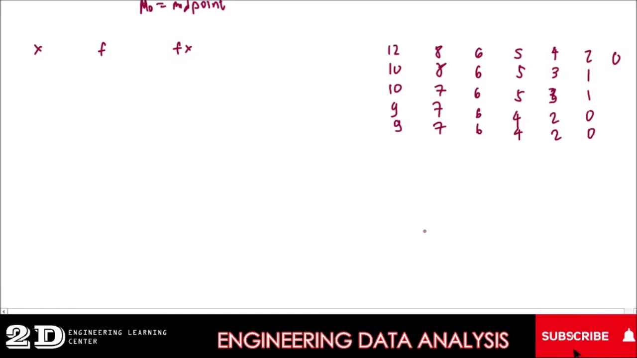I just wrote the data in descending order, but usually they are given randomly. So just to make this video short, I just presented the data in descending order. So we just write here the value of each one. So I believe this is 11. Okay, it's the 11.